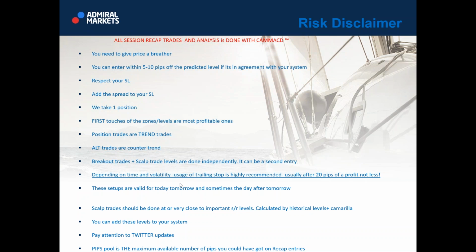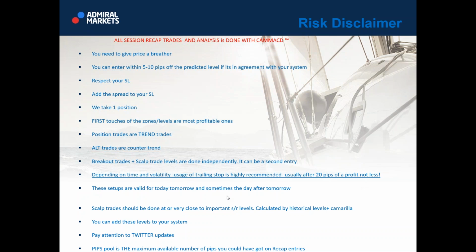Depending on time and volatility, usage of trailing stop is highly recommended. I usually recommend to trail a stop after 20 pips of profit, never ever less than 20 pips. But you should watch the market. That's usually during normal market hours, but sometimes you're not able to, so you should secure your profits. For example, if you see that your trade is going 30, 50 and even 100 pips in profit, then you can secure it at 50, 60 pips.